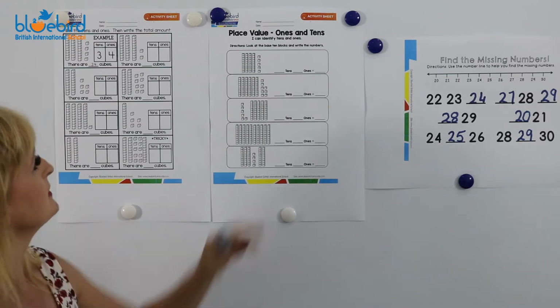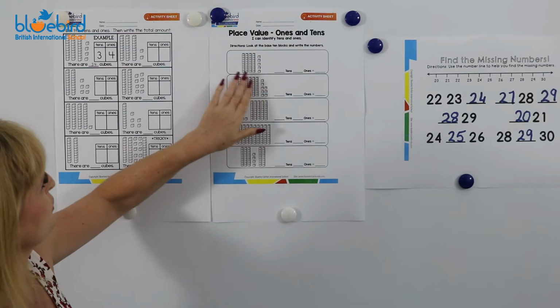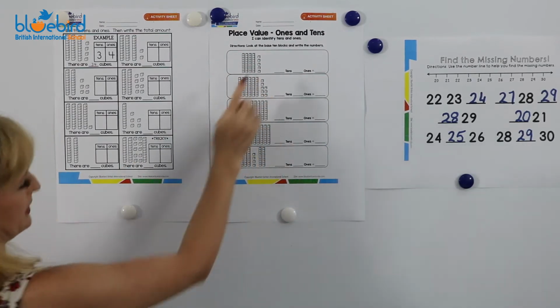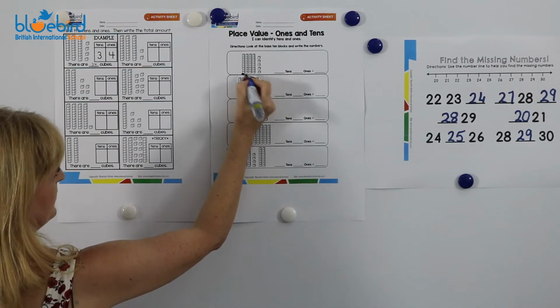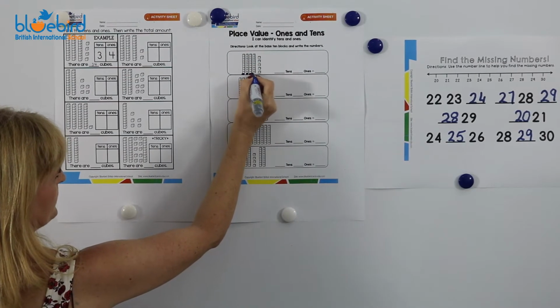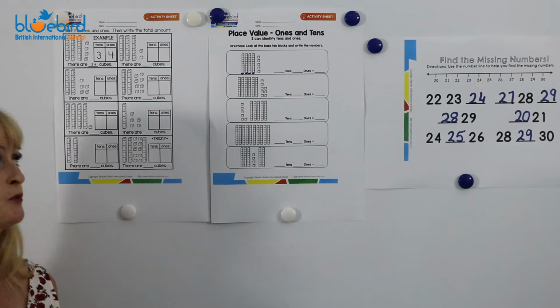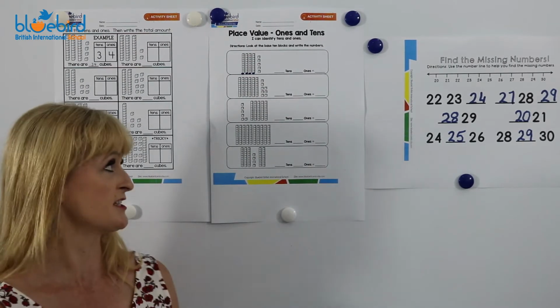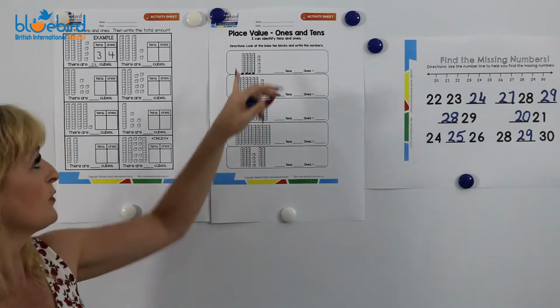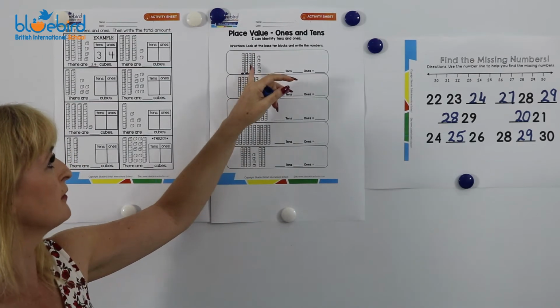So this one, like we've done before, we count our 10 blocks. Let me put a little line underneath. So we're counting 1, 2, 3, 4. So we have 4 ten blocks. What number should we write beside our tens? That's right, 1, 2, 3, 4.